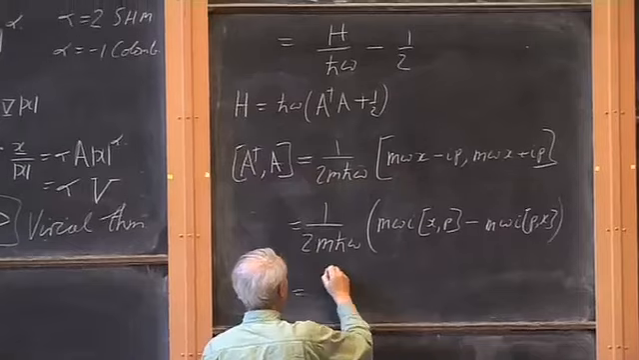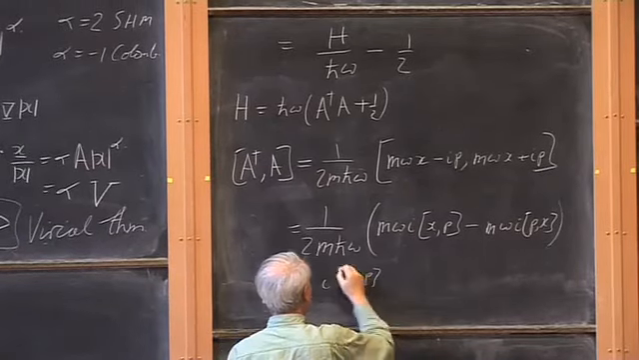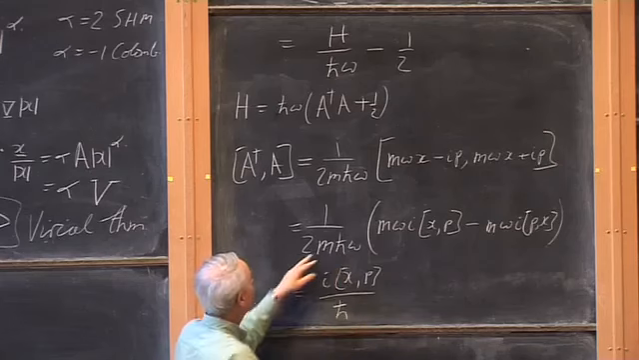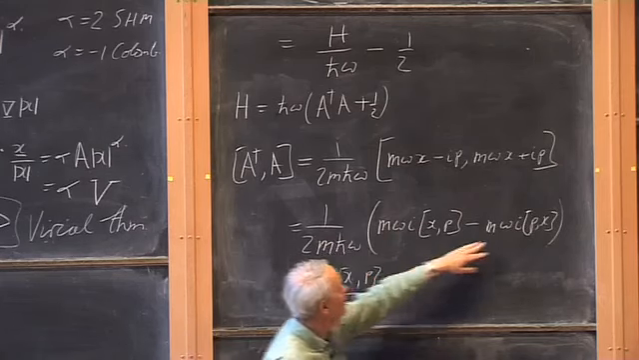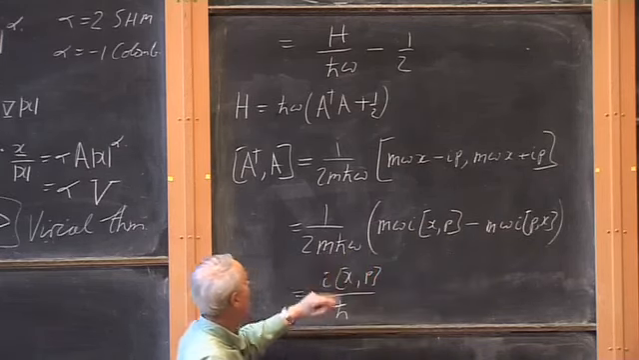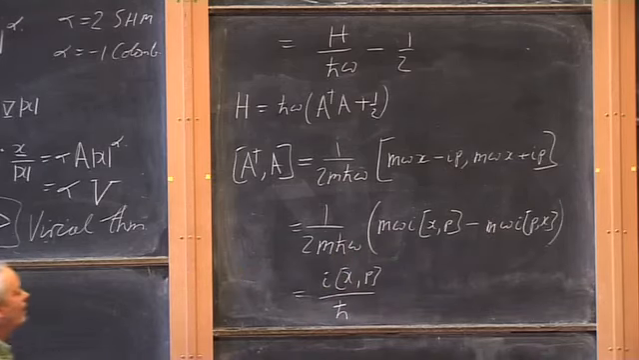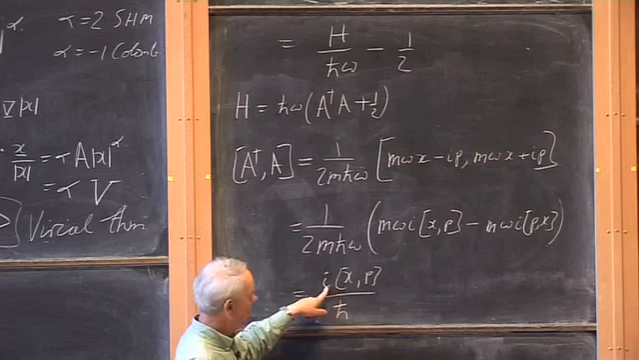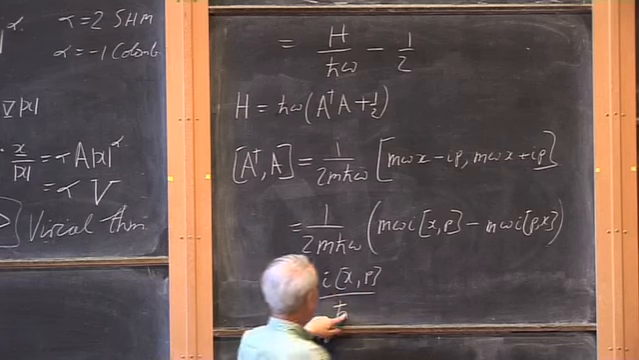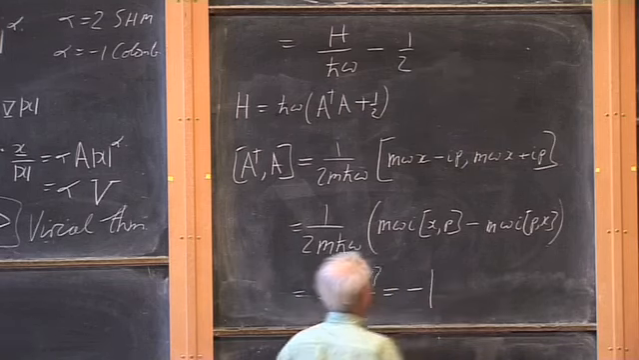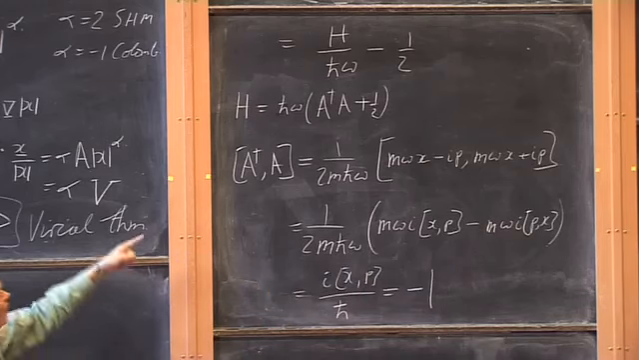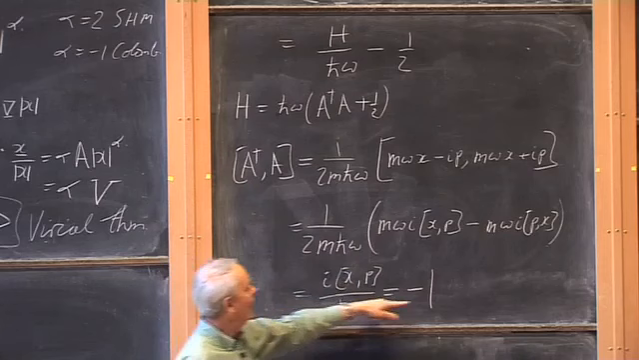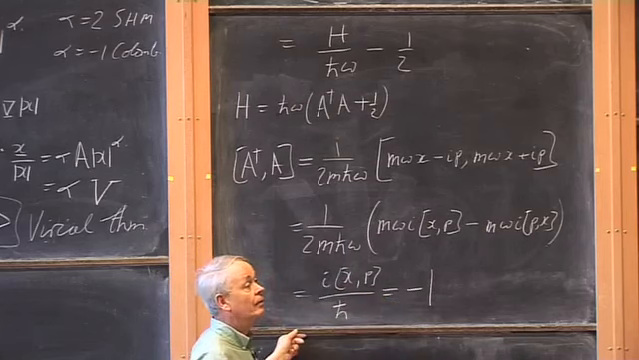equal i [x, p] over h bar, because we're going to get a 2. These two terms are going to add together to make a 2, which cancels with this, and the m omegas clearly go. [x, p] is itself equal to i h bar, so the i's make a minus 1, the h bars cancel, and this is equal to minus 1. So these two operators have non-vanishing commutator, actually equal to minus 1.